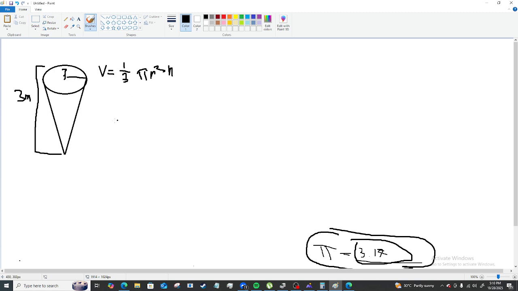Now let's solve it. 3.14 times radius 3 squared times height 3. Now let's solve this. 3 times 3 is 9. 9 times 3 is 27.